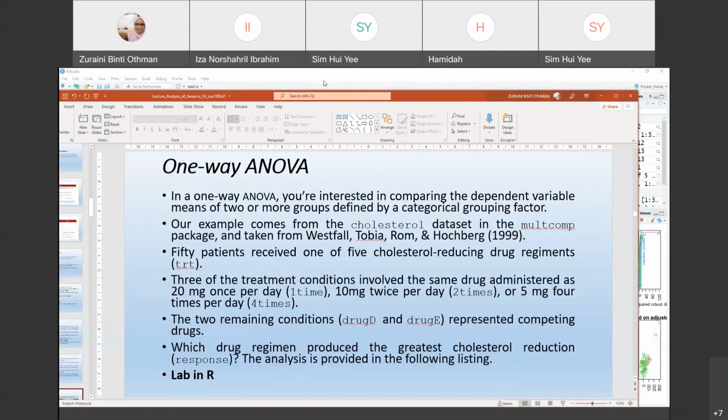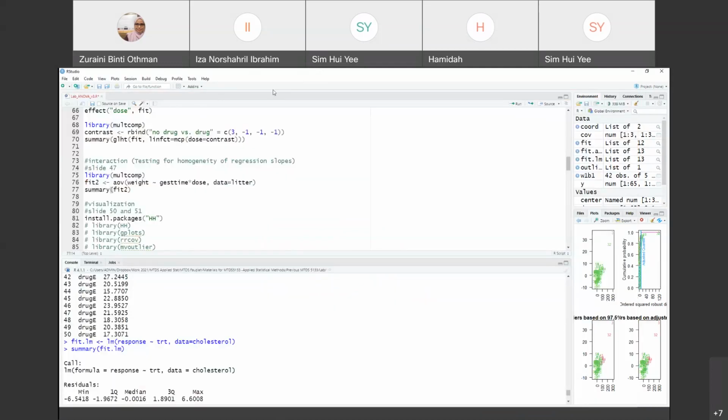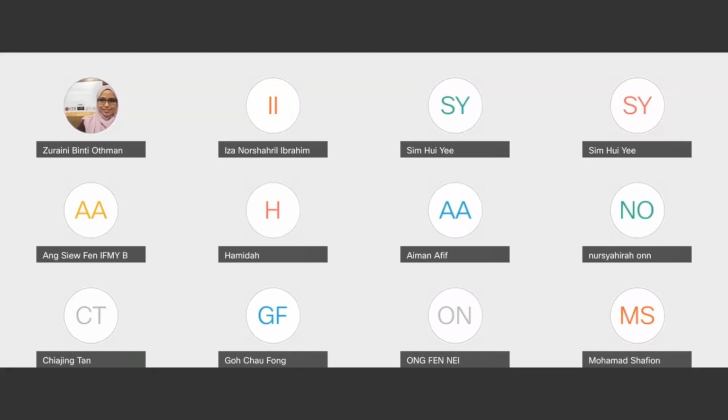Besides the lab, we also have the analysis of variance in the midterm test. At the end of this course, we have the midterm test, and analysis of variance will be covered in it. Okay, is there any question before we stop?